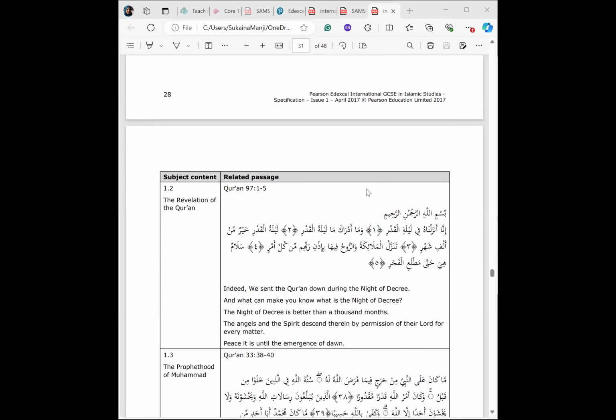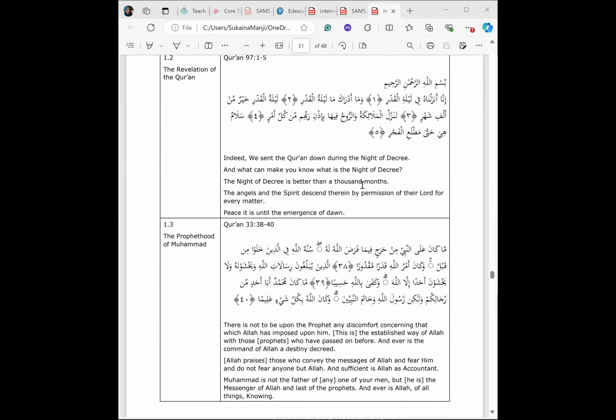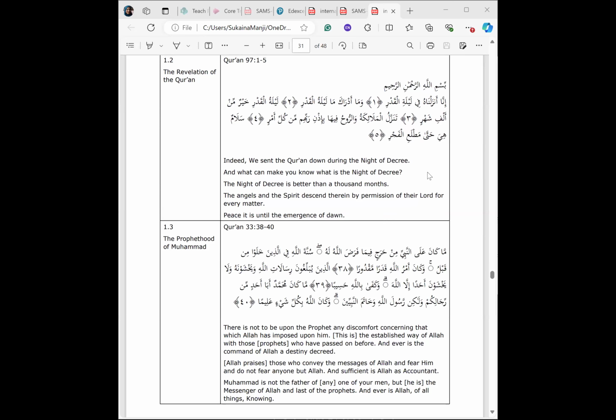Another passage that you could use, for example, is the revelation of the Quran, where we have Suratul Qadr, Bismillahir Rahmanir Rahim, Inna anzalnahu fi laylatul qadr, wa ma adraka ma laylatul qadr. Laylatul qadr khayrun min alfi shahr, tanazzalul mala'ikatu war-ruhu fiha bi idhni rabbihim min kulli amr, salamun hiya hatta matla'il fajr.